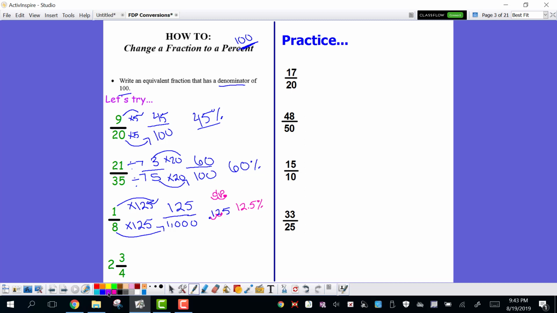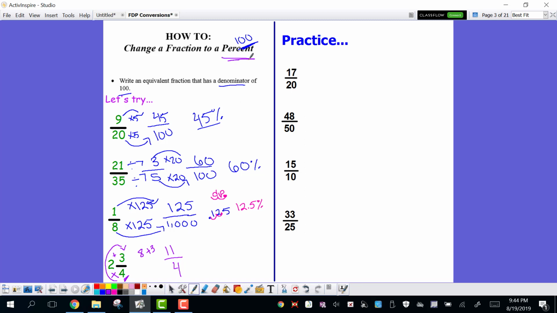Alright, and now we have our mixed numbers. So when we're working with mixed numbers, I want you to go around the world. And what you do with this is you take your denominator and you multiply your whole number, and then you add your numerator. You go around the world. So 4 times 2 gives me 8. 8 plus 3 gives me 11. And we keep the same denominator. So here you have 11 over 4.